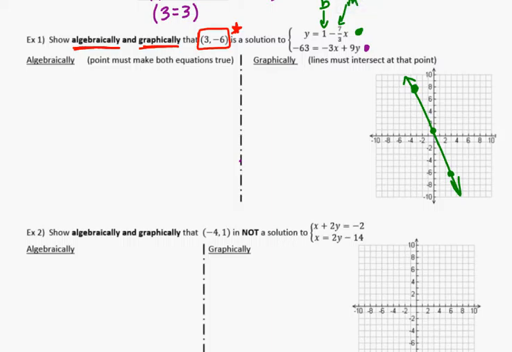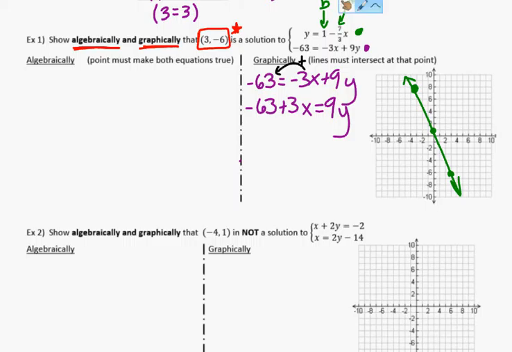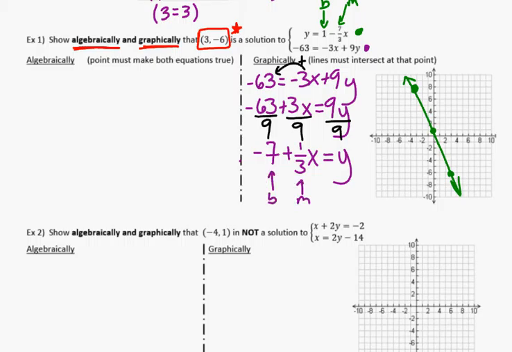The second line is going to give me a little more trouble because it's not in slope-intercept form, so I have to solve for y. I'm going to take this 3x over using addition. That would give me negative 63 plus 3x equals 9y. Then I have to isolate the y, so divide by 9 everywhere. I end up with negative 7 plus 1/3 x equals y. If I look at that, I can see that I have, again, the b value, my y-intercept, and my slope. Everything I need to graph it.